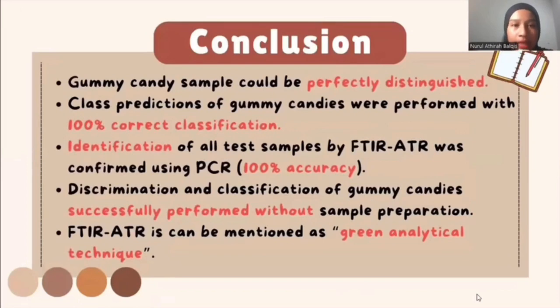Lastly, the conclusion. Gummy candy samples could be perfectly distinguished in terms of their gelatin source. The class prediction of gummy candies was performed with 100% correct classification. The identification of all the samples by the FTIR-ATR technique was confirmed using the PCR technique with 100% accuracy, without any misclassification or false prediction. Discrimination and classification of gummy candies on the basis of their gelatin source were successfully performed by FTIR-ATR without sample preparation.